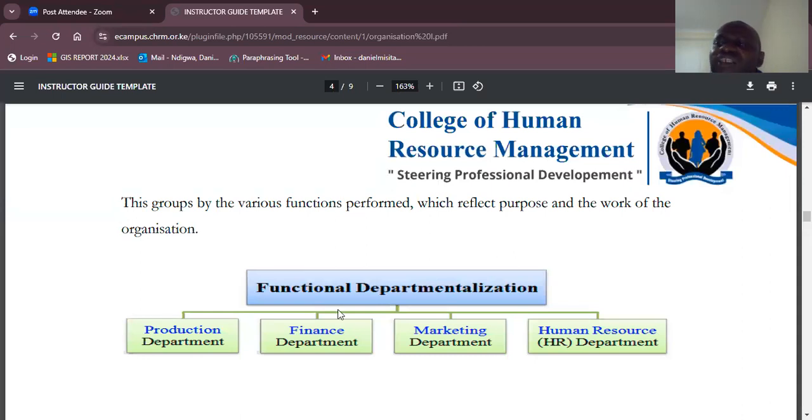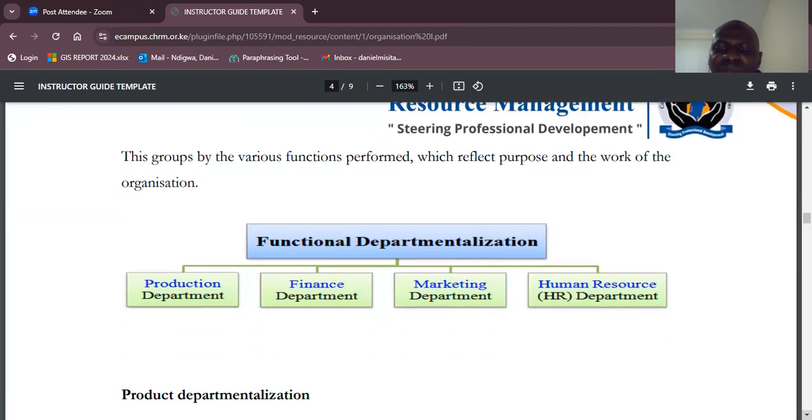For example, if you're in finance, then your functional area will be purely finance. Therefore, you will belong to the finance department. Then we have other functional departments like human resource. So if you're in human resource, your main function will be to perform activities that are related to human resource. Therefore, as the name suggests, functional departmentalization focuses more on the functions that are performed within that particular organization.